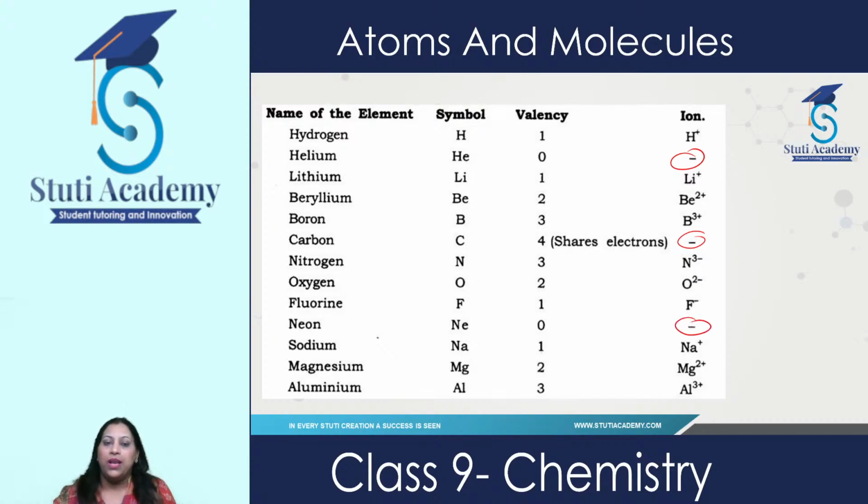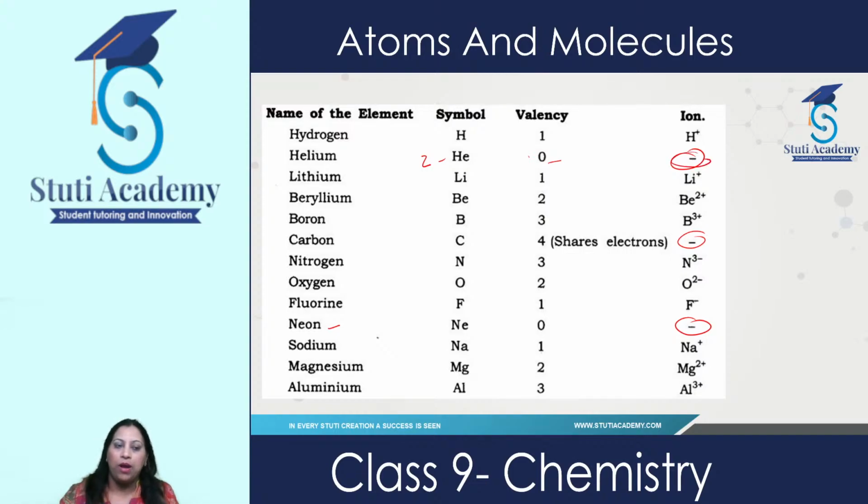So it has valency 0 because the atomic number is 2 here, so its outermost shell is completely filled. So it is an inert gas. Same with neon. They don't require any further electrons to be stable in nature. That's why their valency is 0, because they are neither giving nor gaining electrons. So that's why they don't have any charges on them.